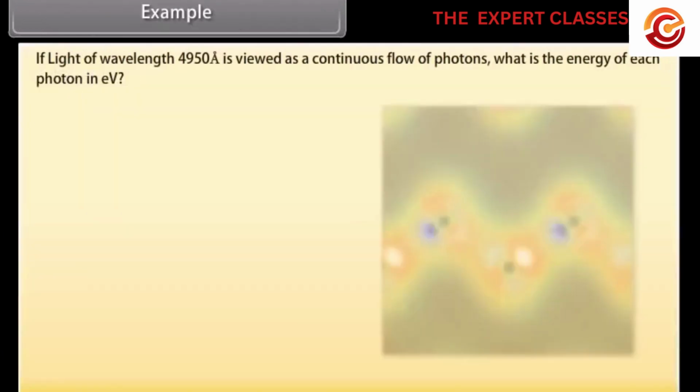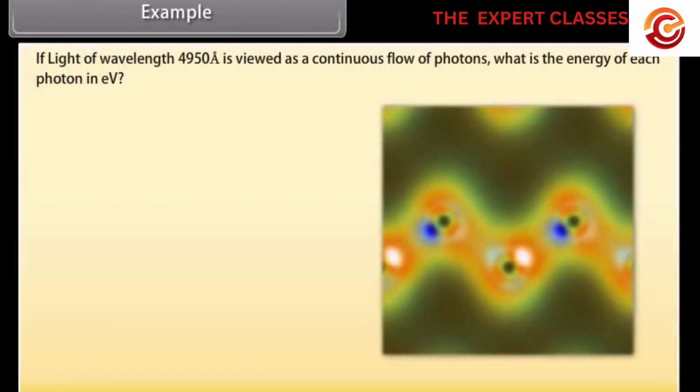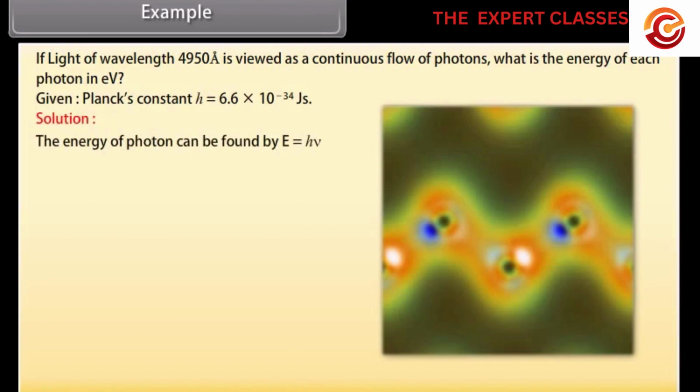Example. If light of wavelength 4950 angstrom is viewed as a continuous flow of photons, what is the energy of each photon in eV? Given Planck's constant h as 6.6 × 10^-34 joule second. Solution. The energy of a photon can be found by E equals hν, so E equals hc by λ. Name it as equation 1.